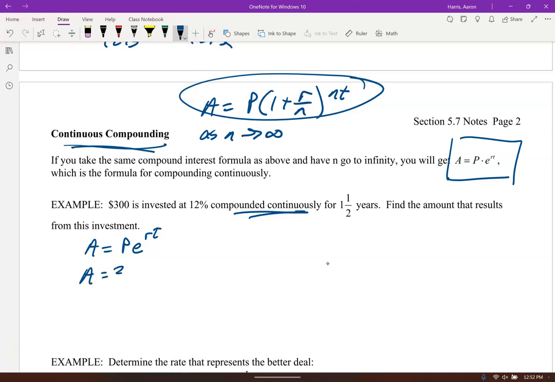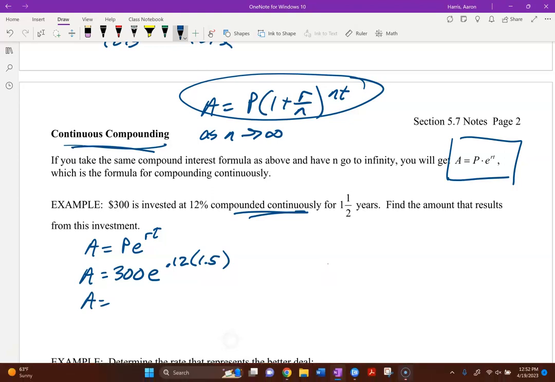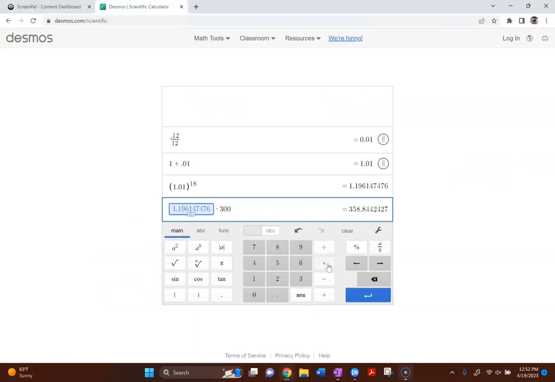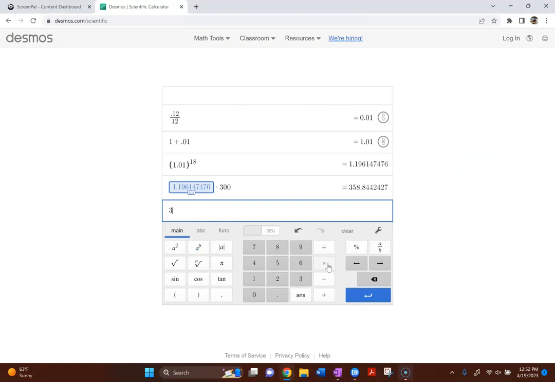We're still putting in $300 up front. We're still getting 12%, and we're still doing it for 1.5 years. Now let's go ahead and punch that in. I should say that's 300 e to the 18, right? That's what we're punching in. You could do this all at once too.